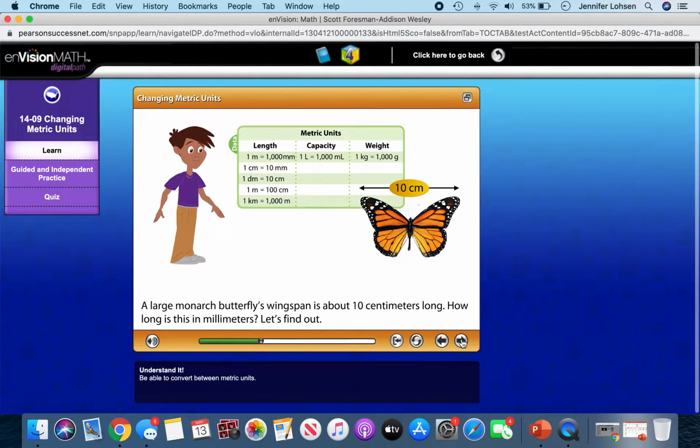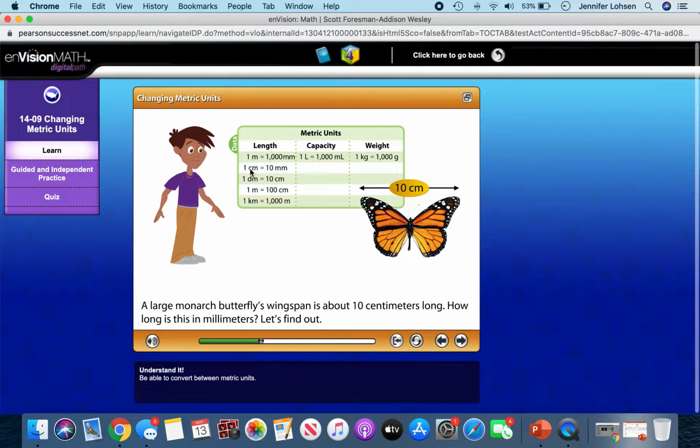A large monarch butterfly's wingspan is about 10 centimeters long. How long is this in millimeters? Okay, let's find out. So we are going from centimeters to millimeters. If I look at my table here, I have 1 centimeter is equal to 10 millimeters. That means that both of these measurements take up the same amount of space. Which one takes more of the unit to fill the same space? Because that's going to be our smaller unit. Which unit is smaller, a centimeter or 1 millimeter? If you're saying 1 millimeter, you are absolutely correct.